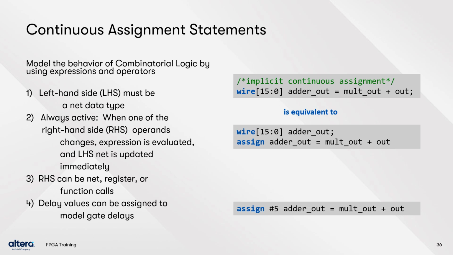Continuous assignments are always active. This means that any change to one of the values on the right-hand side of the assignment results in the left-hand side of the assignment being updated. Continuous assignments can be made implicitly when the net is declared, as in the example at the top right. Or you may choose to use the assign keyword to make the continuous assignment later in the code.